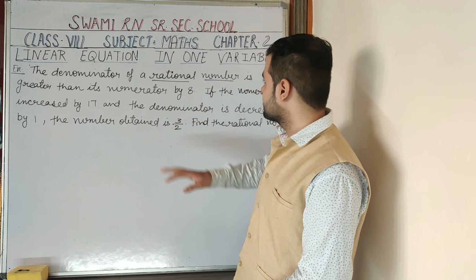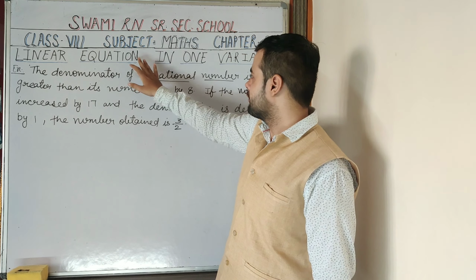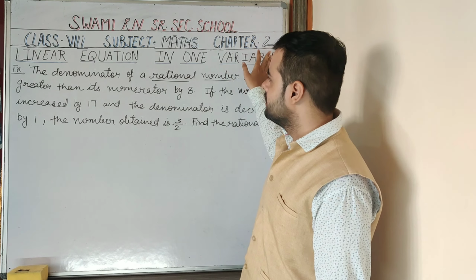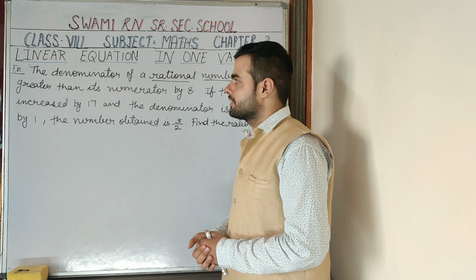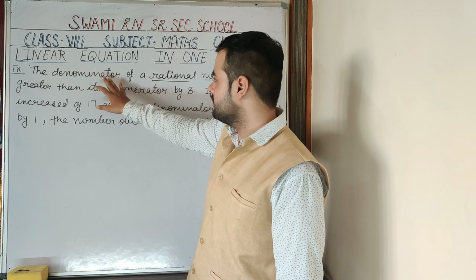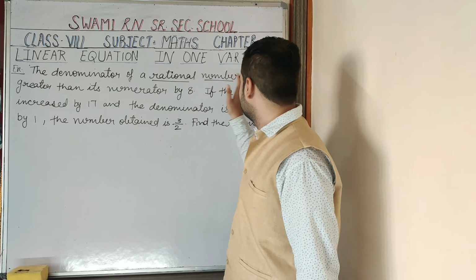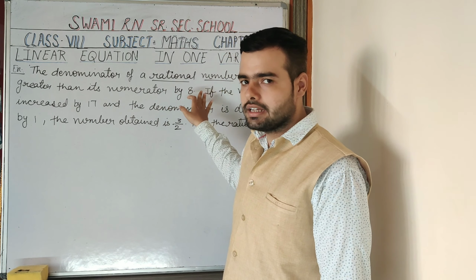Today we will discuss Mathematics Class 8 Chapter 2 Linear Equation in One Variable. In this chapter today we will discuss some word problems. That is the first example. The denominator of a rational number is greater than its numerator by 8.